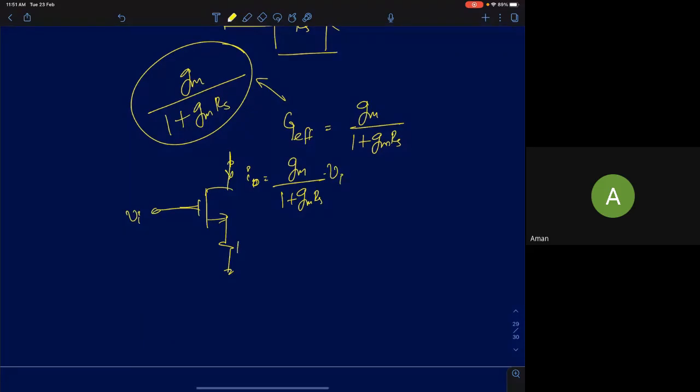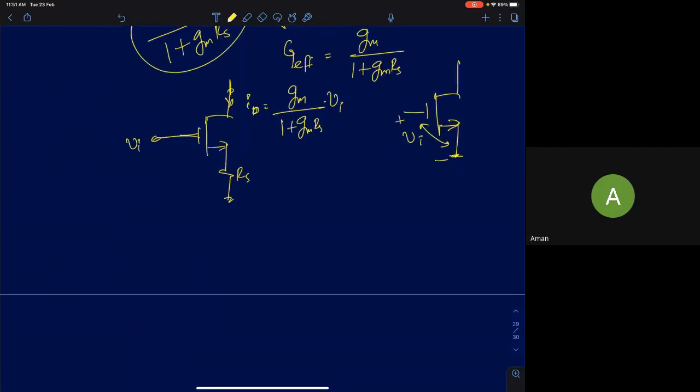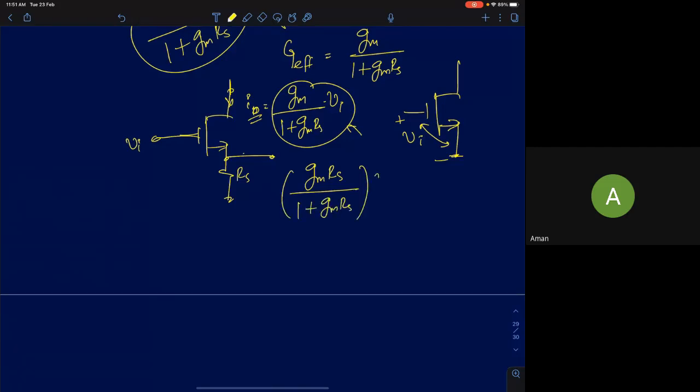The moment you connect a source resistance, previously your voltage Vi was entirely dropping across the MOS device itself. Now the current is Gm by 1 plus Gm Rs times Vi. If I ask you the voltage across Rs, it will be ID into Rs, this current multiplied by Rs, so you will get Gm Rs by 1 plus Gm Rs times Vi. That will be the voltage across Rs.